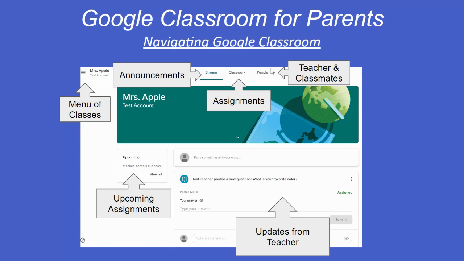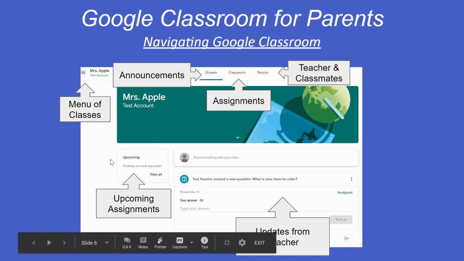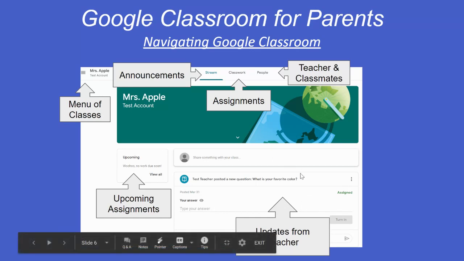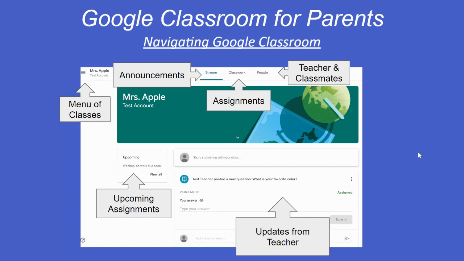The next tab over at the top is People. People is a great way to be able to contact your teacher. You can email your teacher from that part as well. More towards the bottom left, you have upcoming assignments. This can help you to keep track of your assignments and due dates and anything that might be coming up that's due soon. Towards the middle, this is the stream. This is where you'll see announcements or anything that the teacher is posting in your Google Classroom.